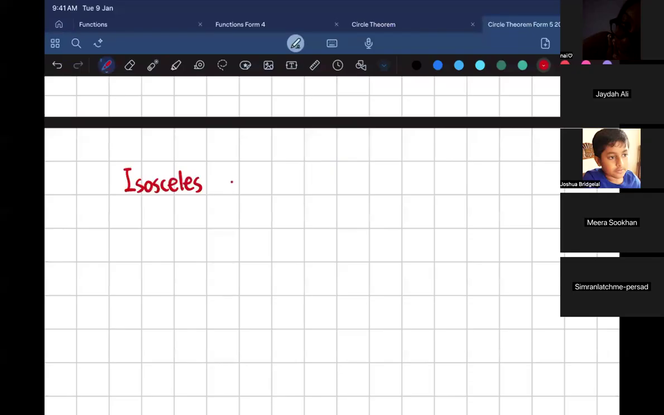So isosceles. Let me hear how many of you spell that word wrong. I remember when I was in Form 5, boy, I could never spell that. I used to write it wrong every time. Simran, did you just spell this correctly? No, that's how I pronounce it and how I spell it. It's an interesting word, eh? Isosceles. Yeah.